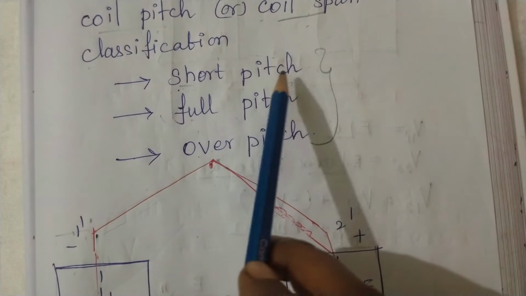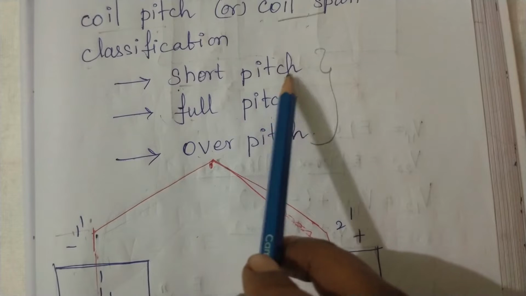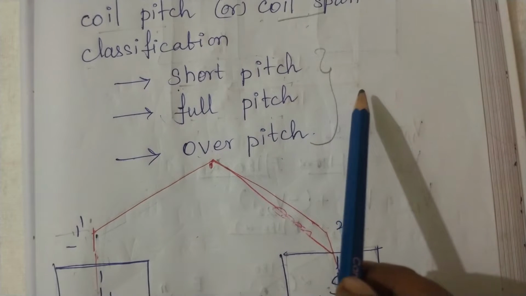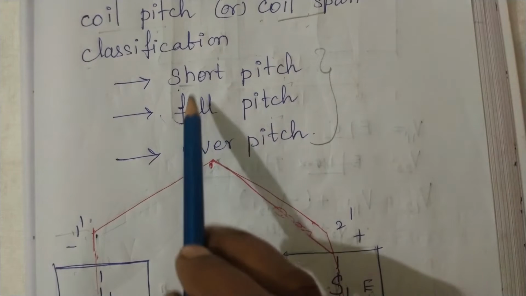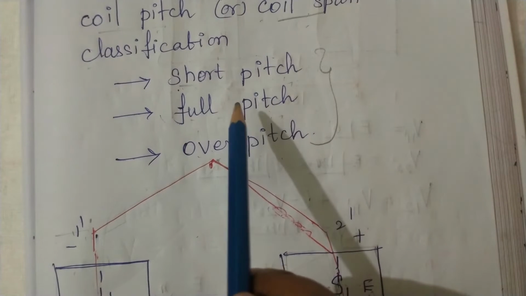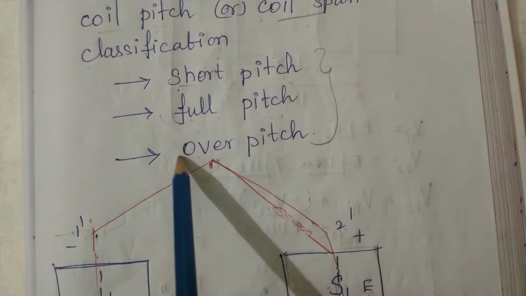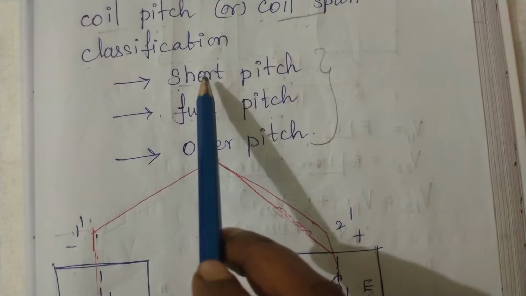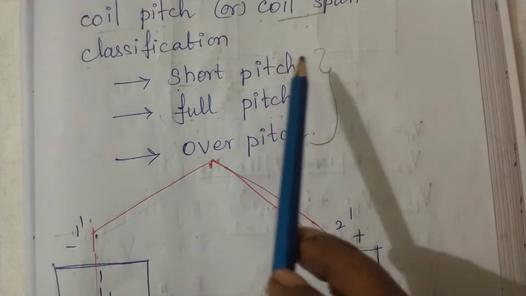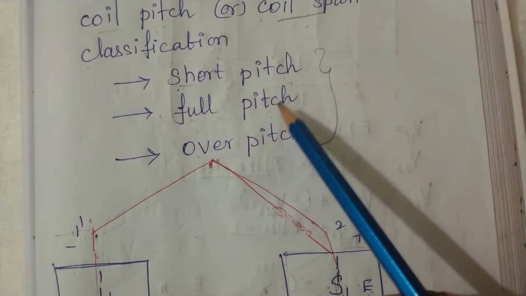the short pitch type of winding is always used in AC machine, and full pitch type is used in DC machine. So practically short pitch type and full pitch type of winding are available, but over pitch is not available. We have to see the reason why we are selecting short pitch coil in AC machine and full pitch type of winding in DC machine.